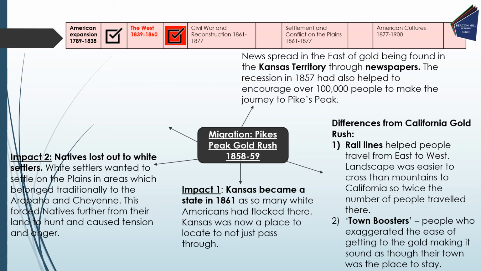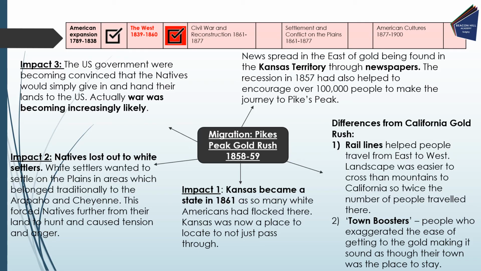So white settlers wanted to settle on the plains in the areas which traditionally had belonged to the Arapaho and the Cheyenne, and this forced the natives further from their land to hunt and cause tension and anger. So you can speak about the impact on natives as well for the Pikes Peak Gold Rush. And finally, the US government were becoming convinced that natives would simply give in and hand their land to the US, but actually war was becoming increasingly likely. And this is a result of the Pikes Peak Gold Rush and the tension that is caused as a result of so many white Americans flocking to areas that were traditionally held by the indigenous people.